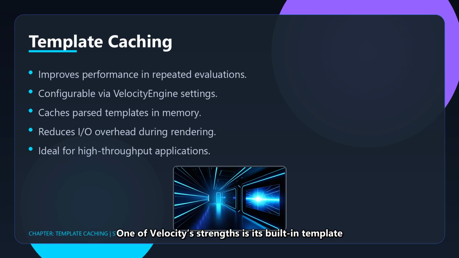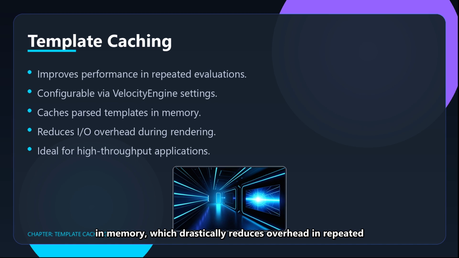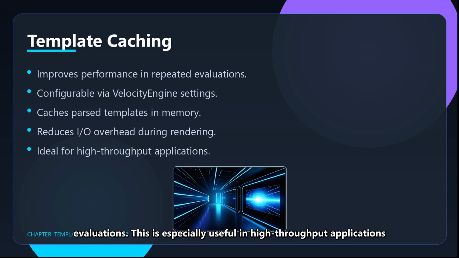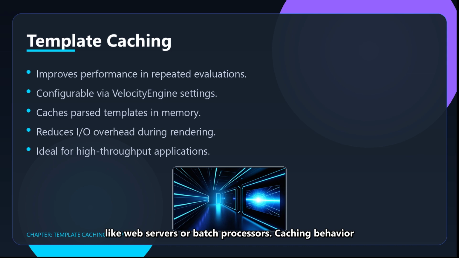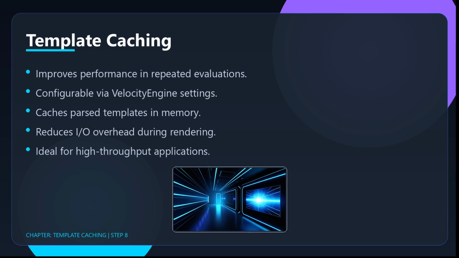One of Velocity's strengths is its built-in template caching. Once a template is parsed, it's stored in memory, which drastically reduces overhead and repeated evaluations. This is especially useful in high-throughput applications like web servers or batch processors. Caching behavior is configurable, allowing fine-tuned performance control.